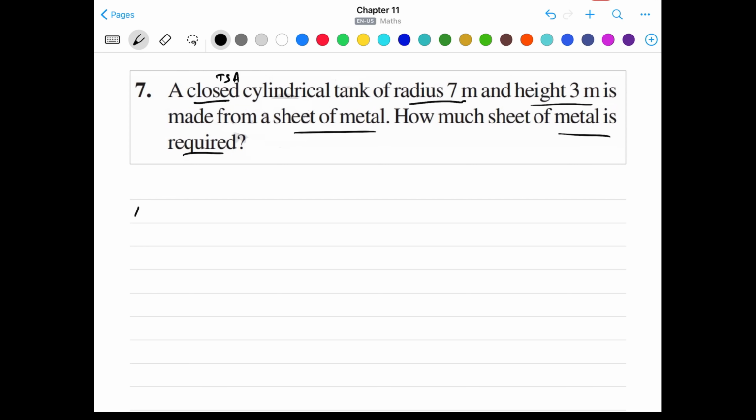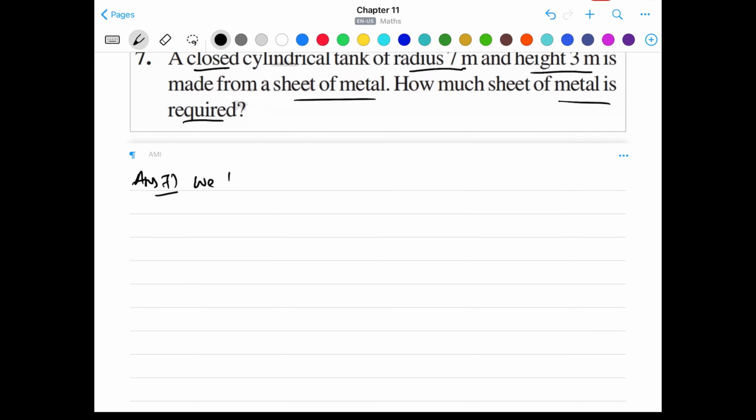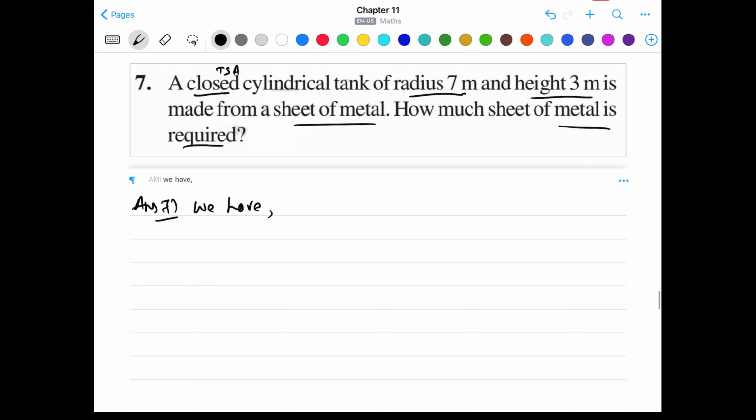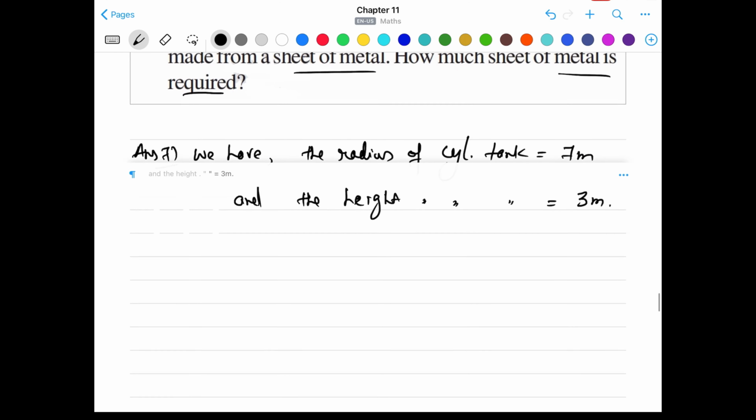Okay, let's start the answer number 7. We have here the radius of cylindrical tank is equals to 7 meter and the height of cylindrical tank is equals to 3 meter. Okay, since it is saying cylinder is closed, that means we need to find its total surface area.